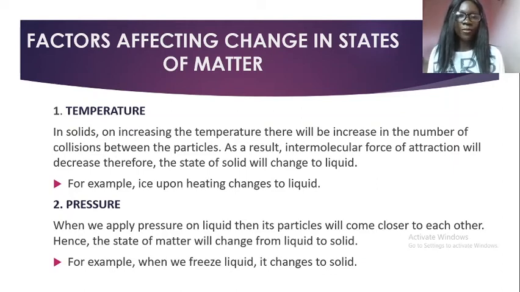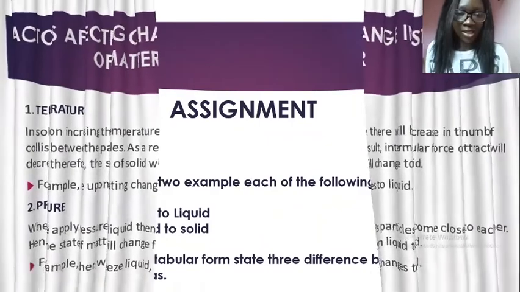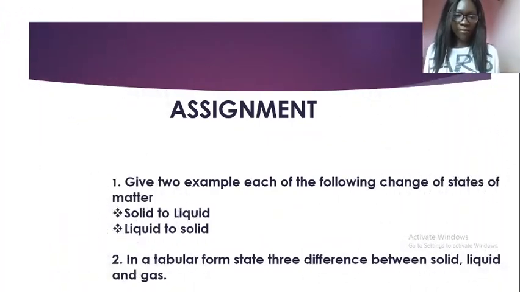Okay, I hope you've understood what matter is, the change of state of matter, factors affecting matter, and how particles of this matter behave. Alright, so your assignment, I want you to give me two examples of the following changes of state of matter: solid to liquid, liquid to solid. So give me two live examples apart from the one I've told you here. Okay, so just think out of the box and give me two examples.